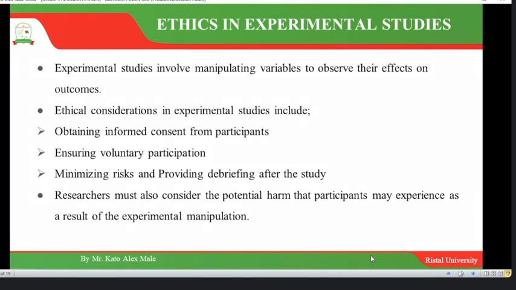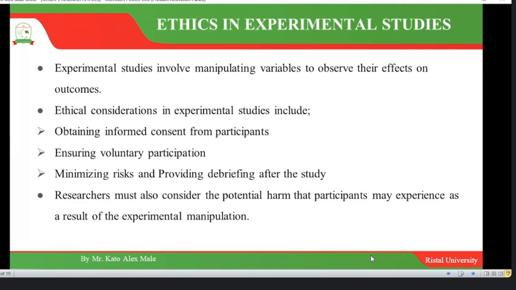Do not force someone into participation. Ensure that they accept voluntarily after being informed. And then another ethical consideration in experimental studies is to minimize risks and provide debriefing after the study. In case you have performed an experiment and it needs further procedure on those individuals, try to direct them on what is next.